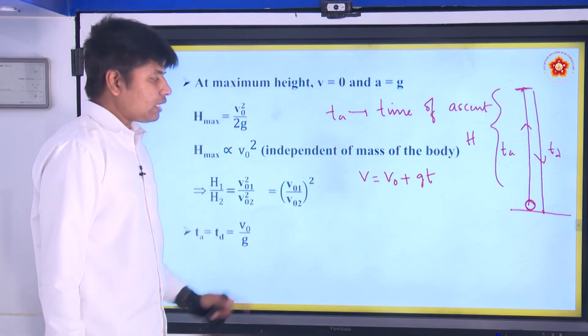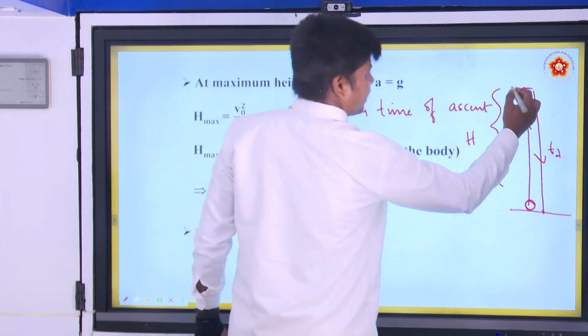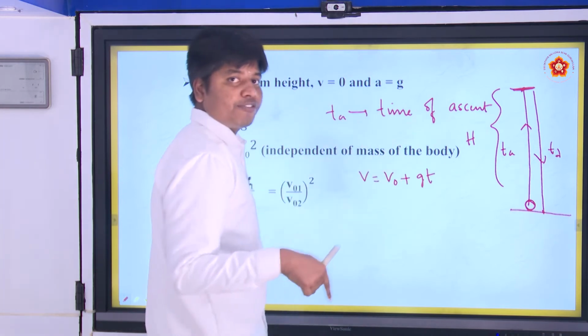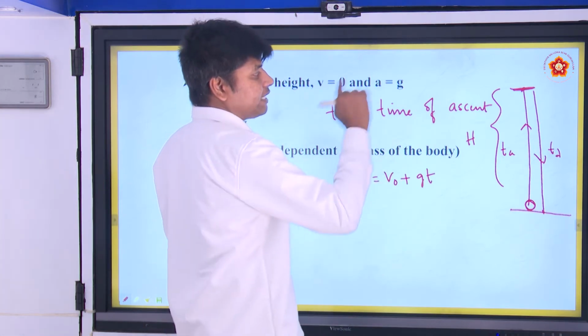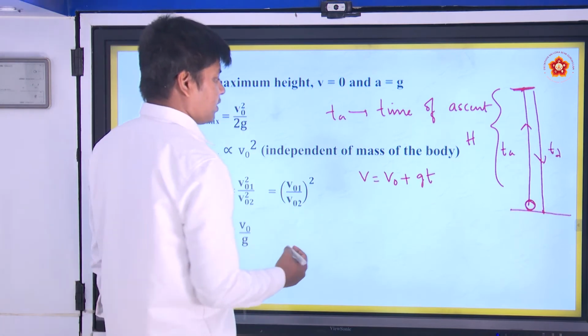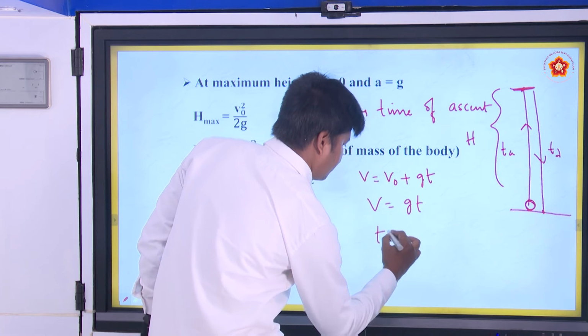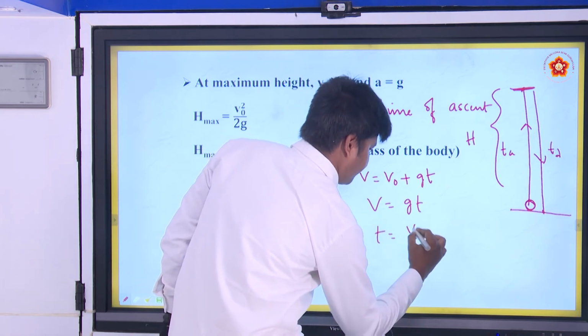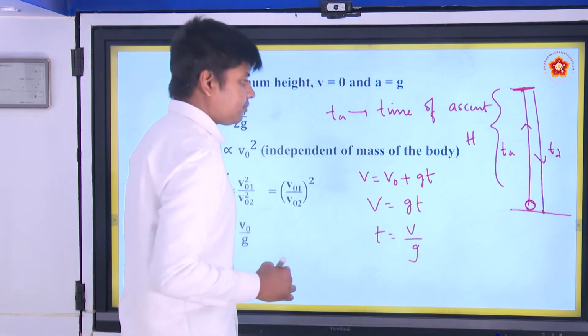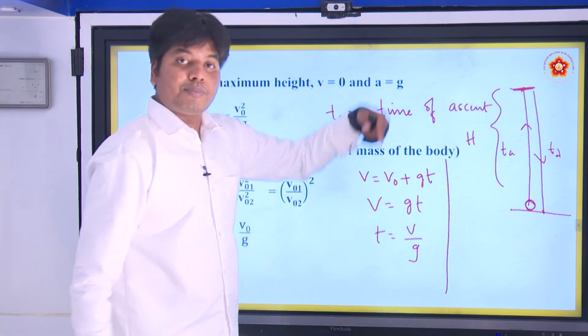So when the body is falling down, free fall, what is the initial velocity? The initial velocity is 0. The final velocity will be equal to gt. So t will be equal to v by g. Now this is when the body is falling down.